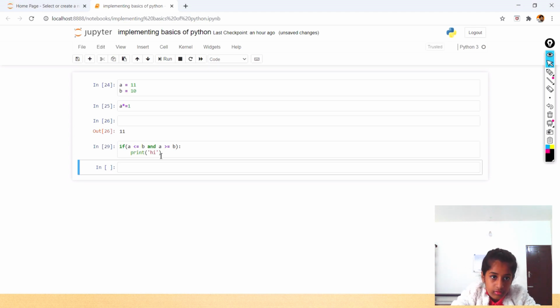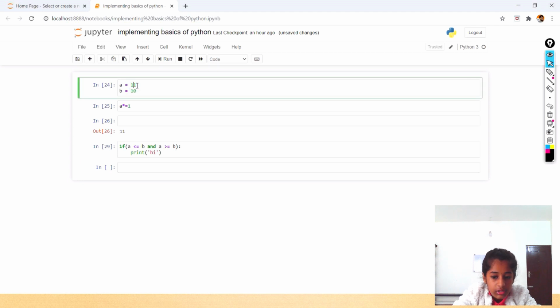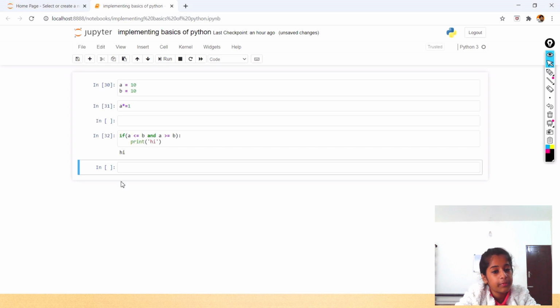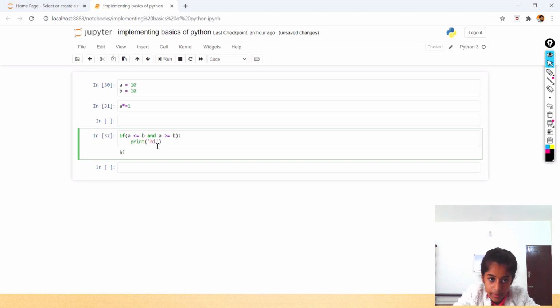Only then I'm going to let you print. So let's come here and make this 10, and then it's going to print hi because A is equal to B and A is equal to B. Here both of the conditions are satisfied, so then we're going to print hi. So these are the logical operators.